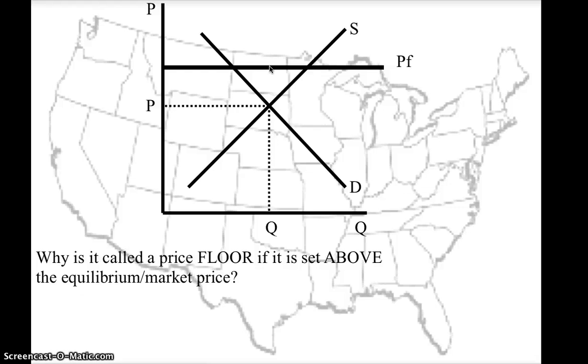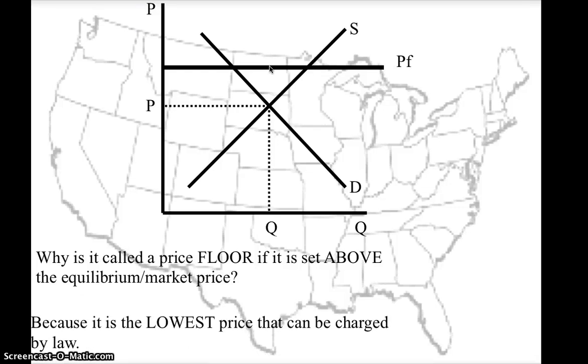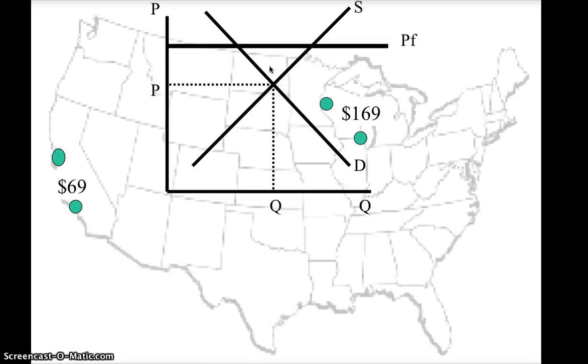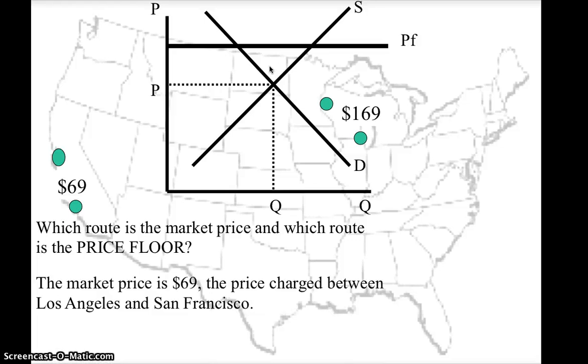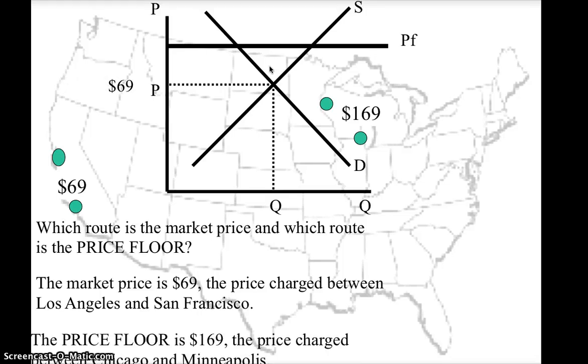Why is it called a price floor? Just like I said, because it's the lowest price that can be charged by law. So, which route is the market price and which route is the price floor? Well, the market price is $69 because we've proven that with the same number of flights, the same number of passengers, we can make a profit at $69. However, the price floor is $169 for interstate travel, and it's the price charged between Chicago and Minneapolis, and there it is.